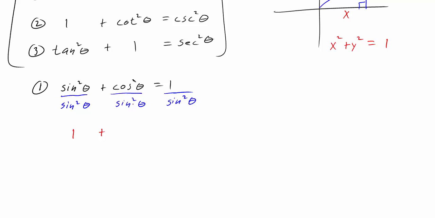You may want to pause the video here and go back to the previous videos where we looked at the other identities. This would be your quotient identity: cosine over sine is the cotangent, and because they're squared, it would be cotangent squared. And then 1 over sine squared, using your reciprocal, would be equal to cosecant squared theta. So if you notice, this is giving us the second identity up here, and all we did was take the first one and divide everything by sine squared.